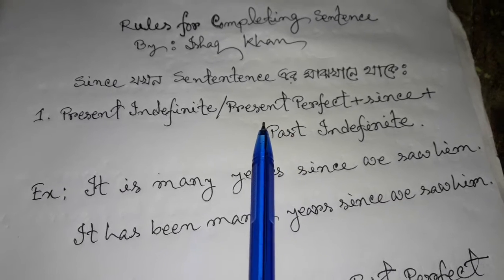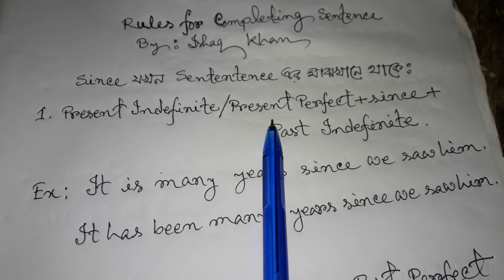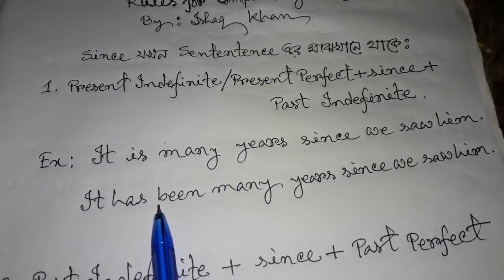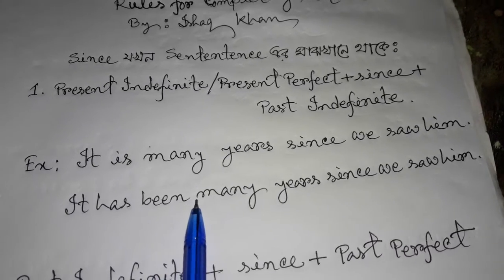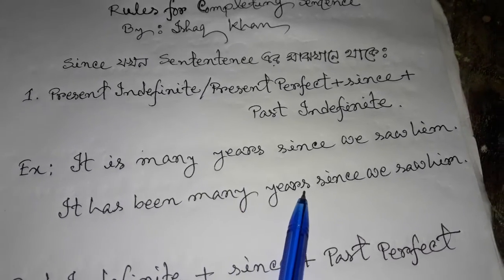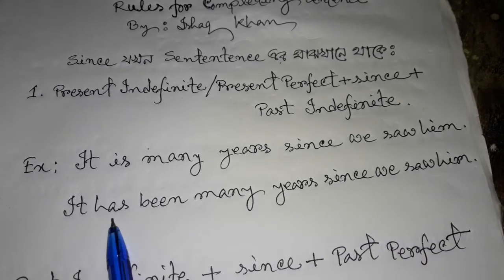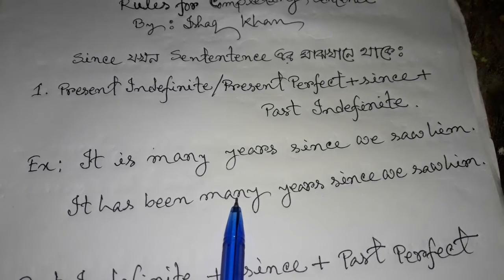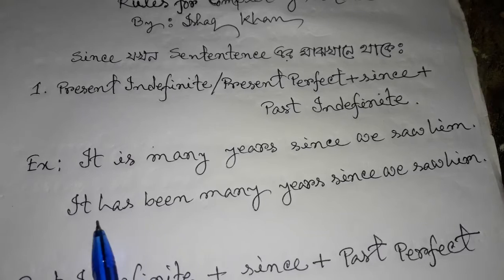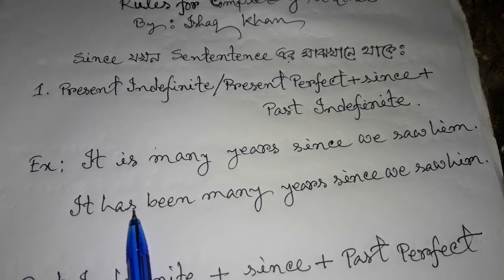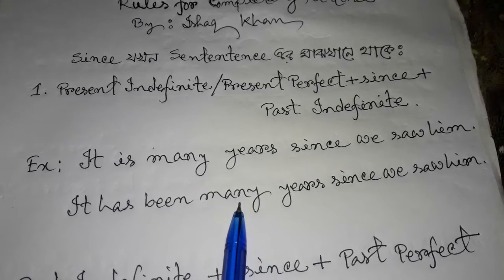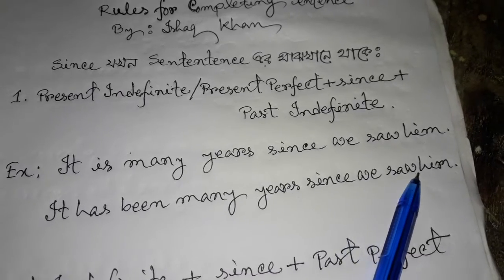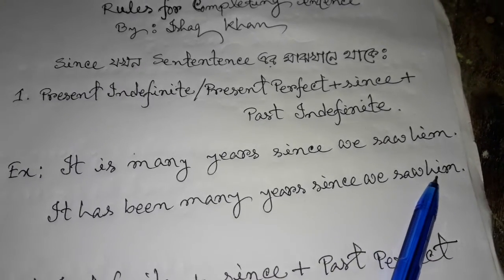Okay, at structure number 1 we have also used present perfect tense. So I have given another example. It has been many years since we saw him. "It has been many years" is an example of present perfect tense. Obviously, subject plus have or has plus verb 3 plus object, and after since we have used past indefinite tense. We saw him.